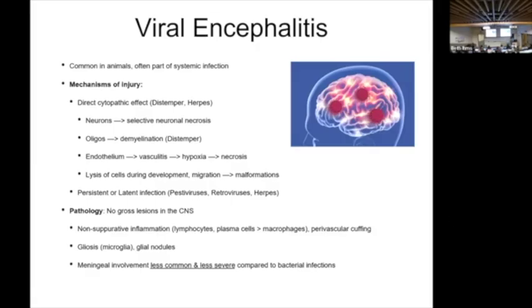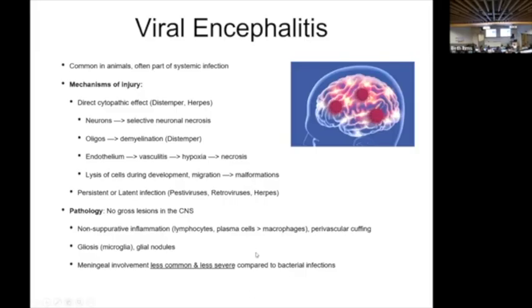Pathology: viral encephalitis, unlike bacterial and fungal, typically causes no grossly observable lesions. So we rely a lot on microscopy and neuroanatomic localization and clinical signs to tell us that there is disease in the brain. Inflammation is non-suppurative, so lymphocytes, plasma cells, some macrophages, and then you get that perivascular cuffing of inflammatory cells that are coming from the circulation to respond, but they get impeded by the dense neuropil, so they just accumulate around the blood vessel.